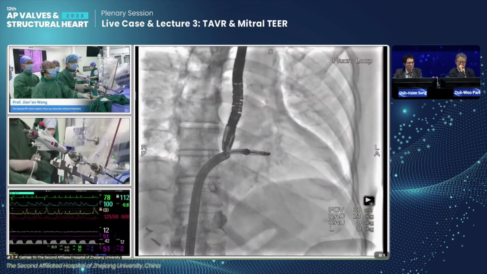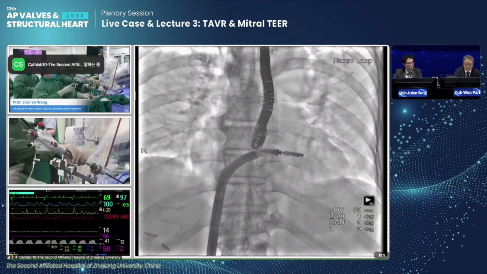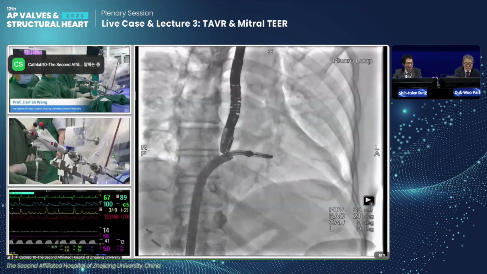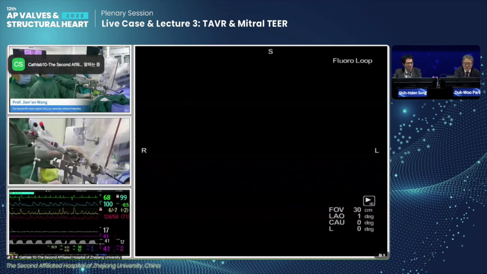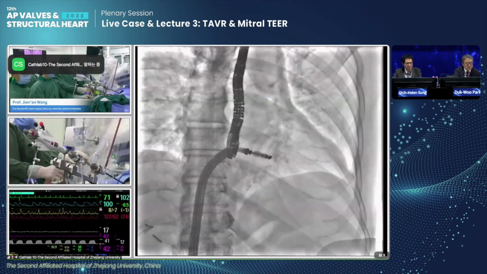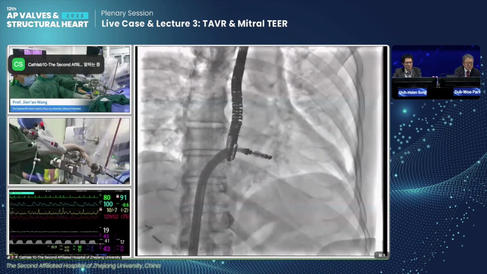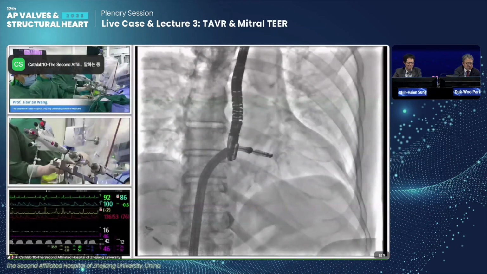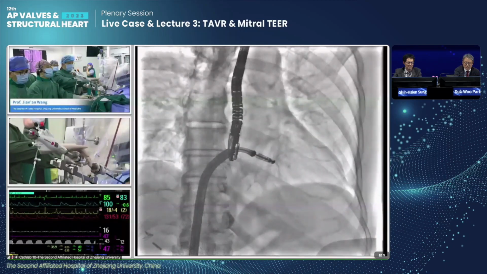So Professor Wang, are you in position? No, not yet. We just need to see the fluoroscopy. We need to bring it out a bit. We can't see the tip yet, it's almost there. Dr. Wang, how was the mitral valve area measured, by 3D or something?